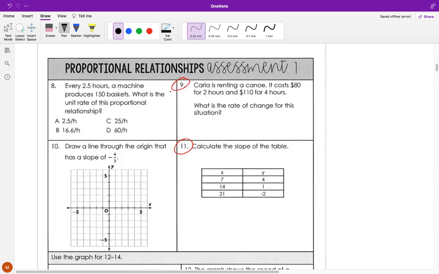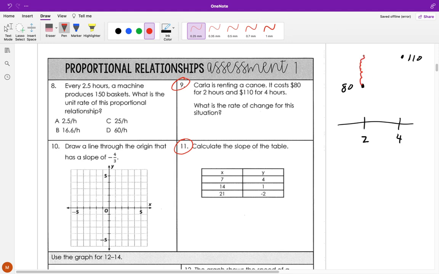All right, for this number 9 and for number 11, when you're doing these, we're going to learn an actual formula for how to do this. But for now, you could have just approximated where they were on a graph. So this first one is 2 hours. The next one is 4 hours. And at 2 hours, it's at $80. So we know that this is at 80. And then at this other one at 4, it's at 110. And we know that we would count up and over to get to this point.